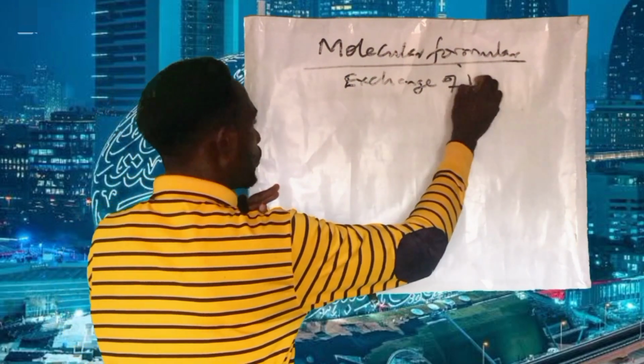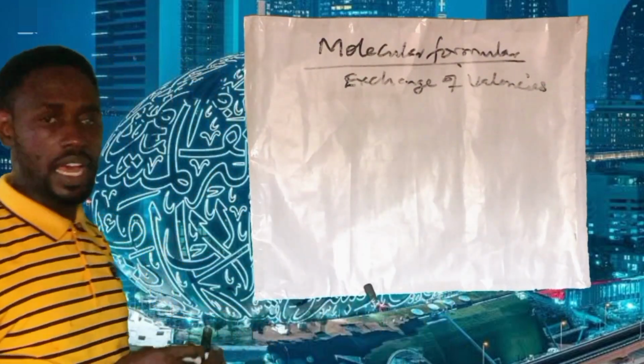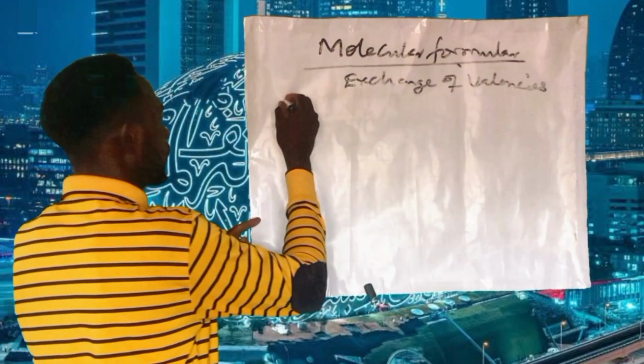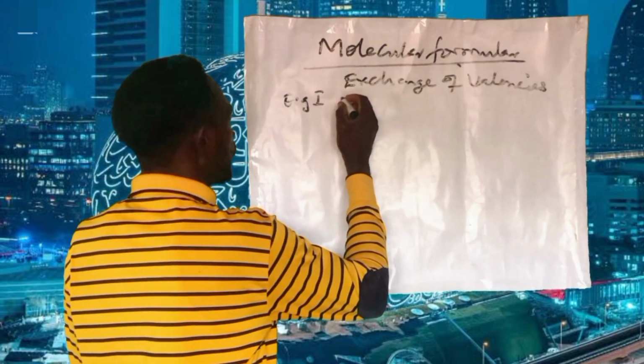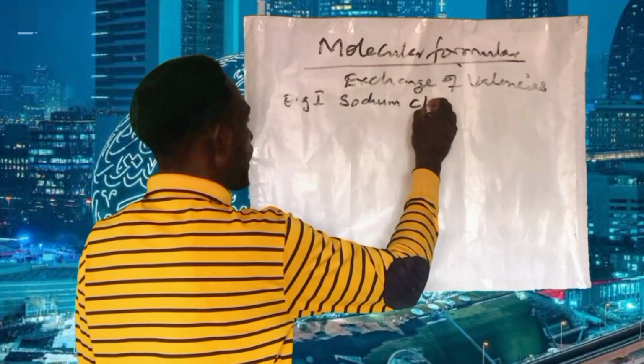Now let us make use of writing formulas by exchange of valencies between the atoms of the elements involved. For example, Example 1, how do I write the formula of sodium chloride?